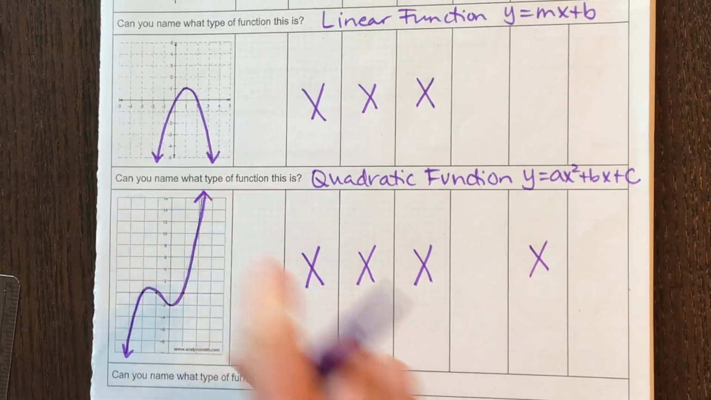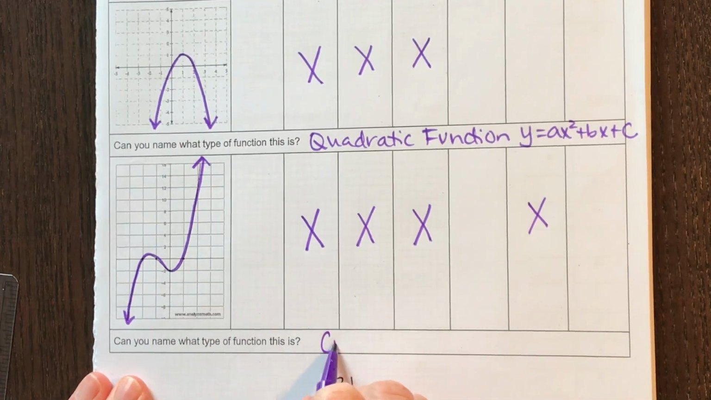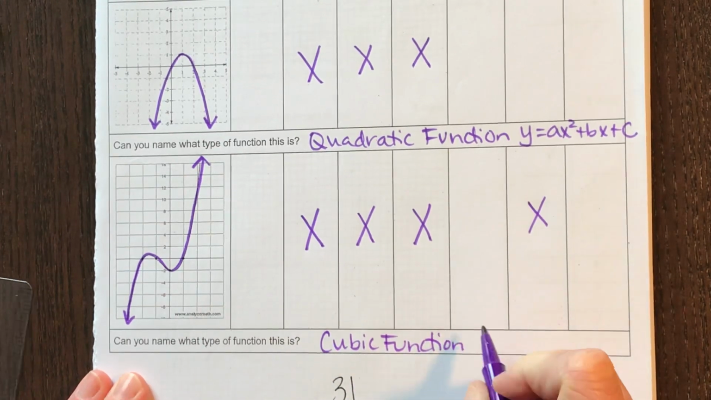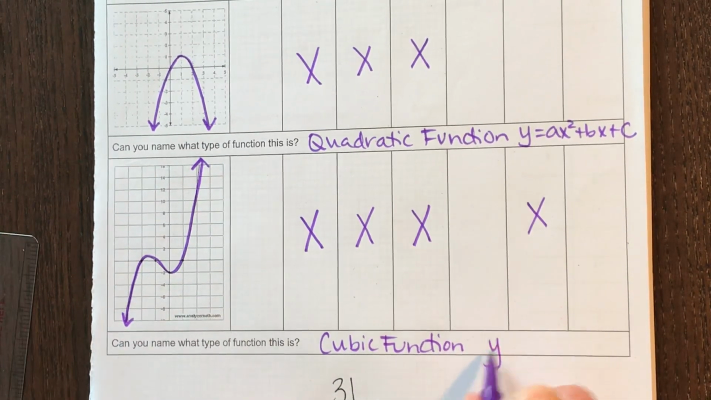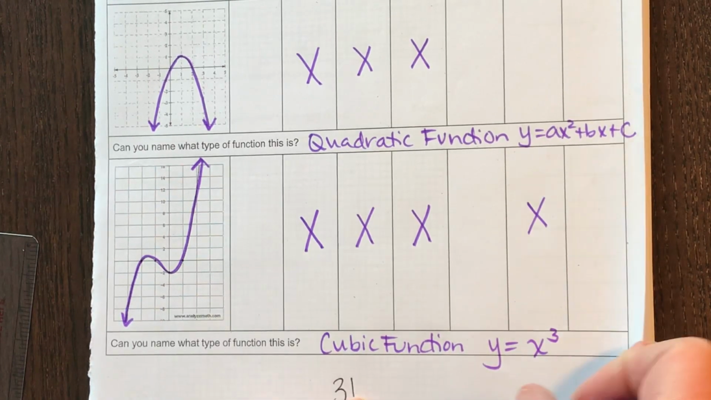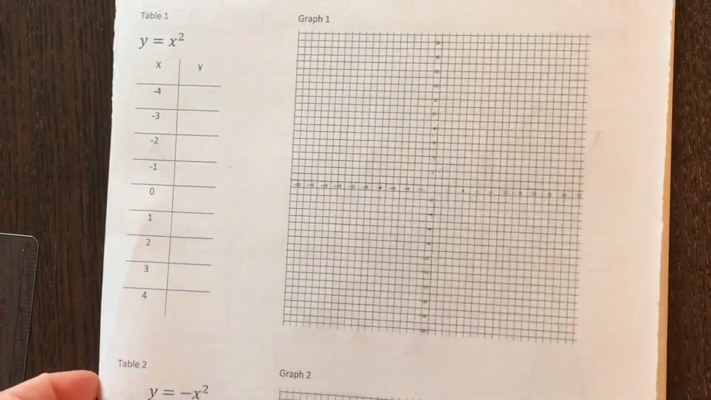This type of function is called a cubic function. And this would have some type of cube, so I'm just going to write it as an x cubed. Go ahead and turn the page to the top of page 32, and then we're going to start graphing quadratics.